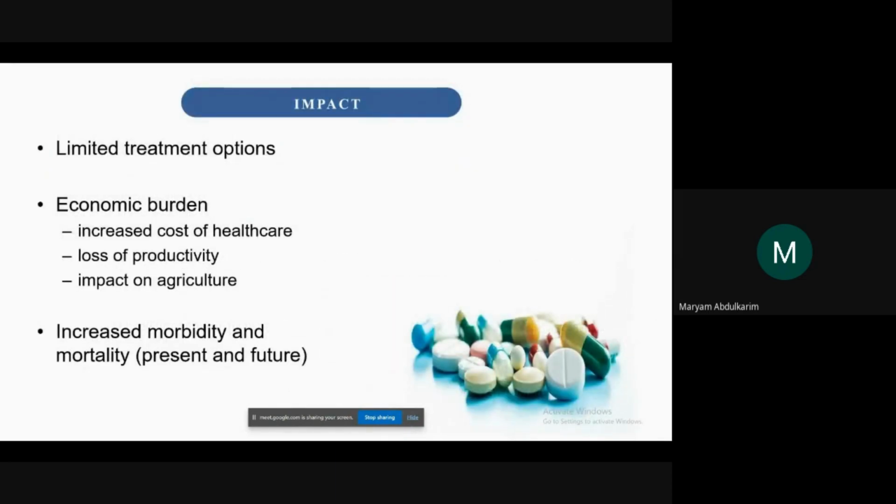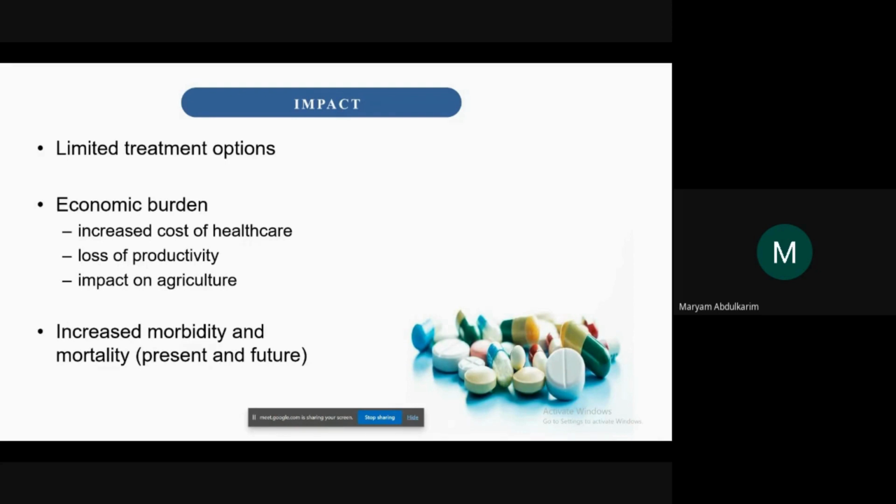Okay, so the impact of AMR. The impact of AMR is really worrisome. I mean, that's why we are all here right now. The danger that it poses. Like I said earlier, it has the potential and it is already jeopardizing modern medical practices. So we end up with limited treatment options. And AMR is an economic burden due to increased healthcare costs.